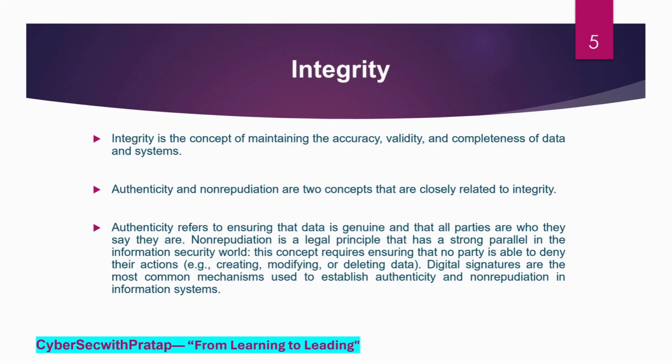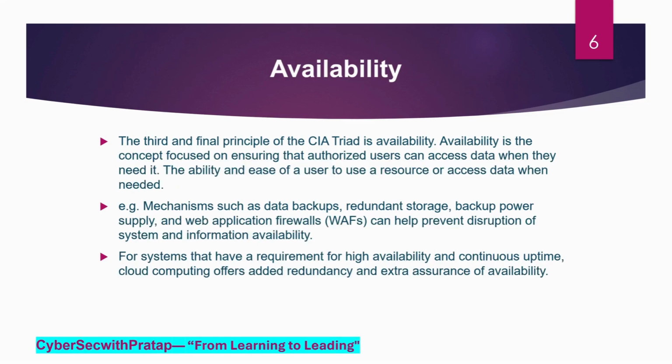So we can go ahead with the last pillar, availability. Availability is the third and final pillar of the triad. Availability is the concept focused on ensuring that authorized users can access the data when they need it. It is the ease with which a user can use a resource or access data when needed.